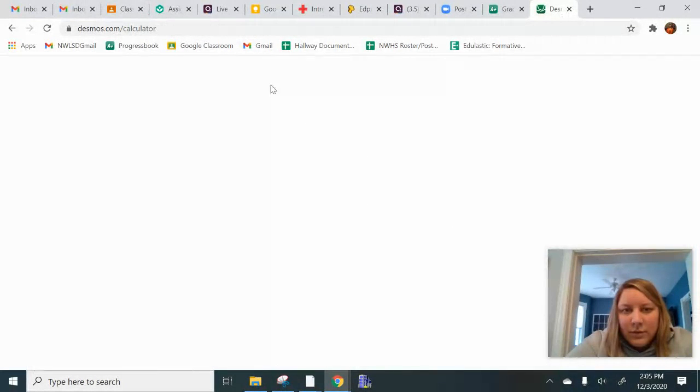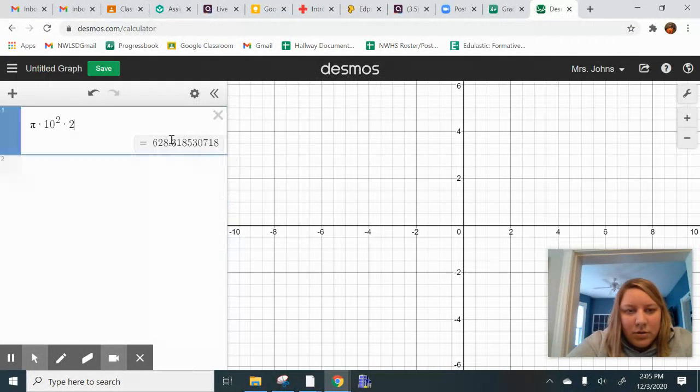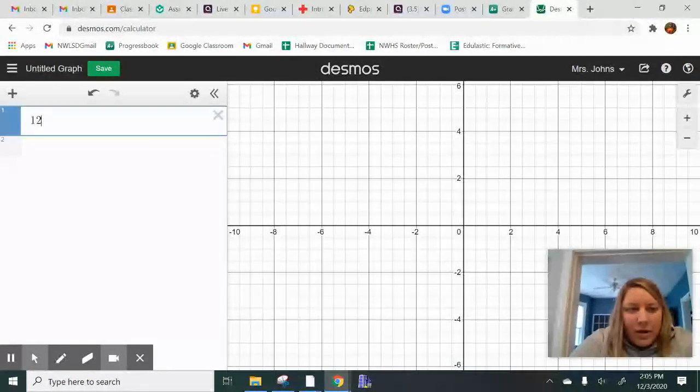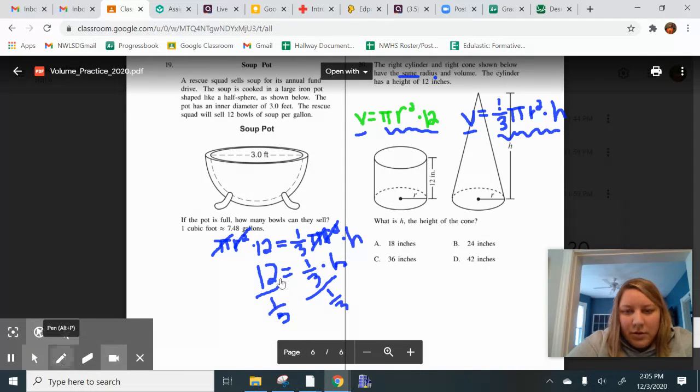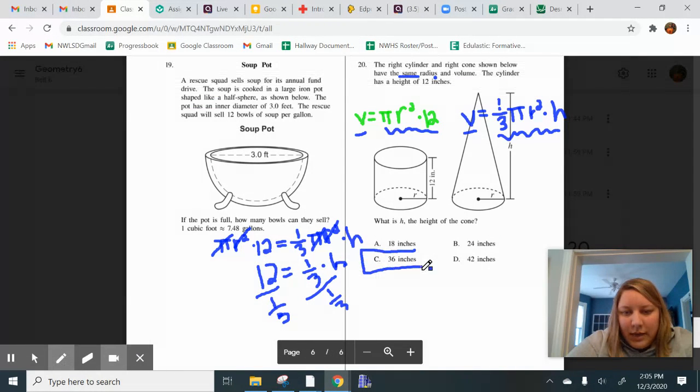So if I go to Desmos and I do 12 divided by 1/3, I get 36. So 36 would be my answer for this one. Hopefully this helps. Let me know if you have any other questions.